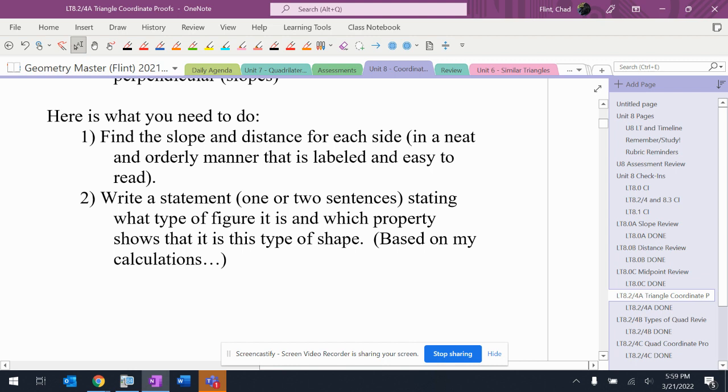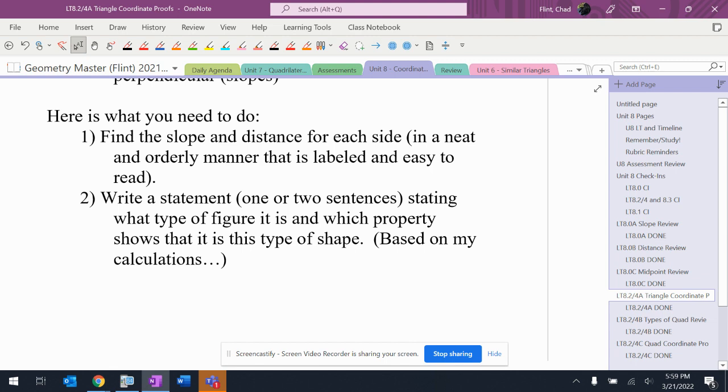All right, and that's what this should say right here. Find the distance and slope for each side in a neat and orderly manner that's labeled and easy to read. Okay, and then we're going to write a statement, 1 sentence usually. Doesn't even need to be a sentence. I don't care if it's a complete sentence. All right, stating what type of figure it is and which property shows it's that shape.